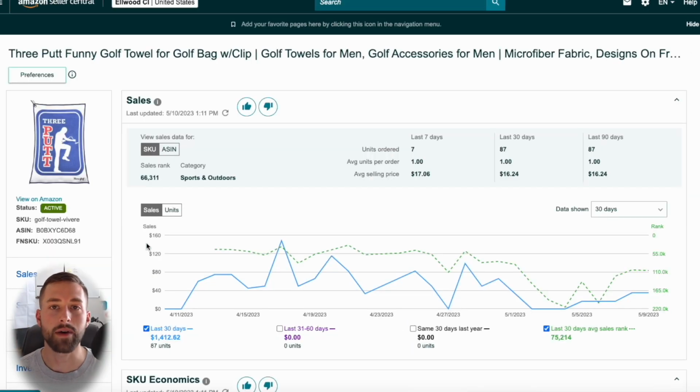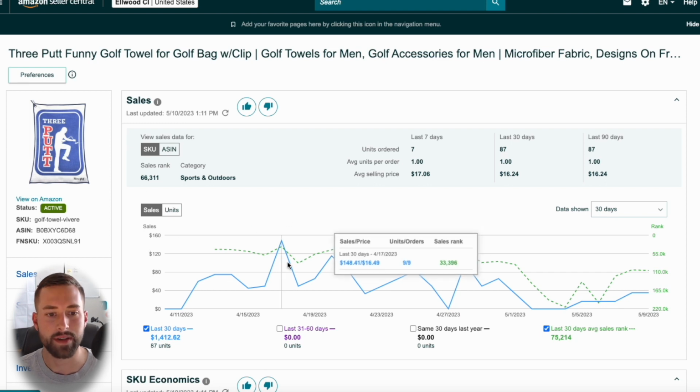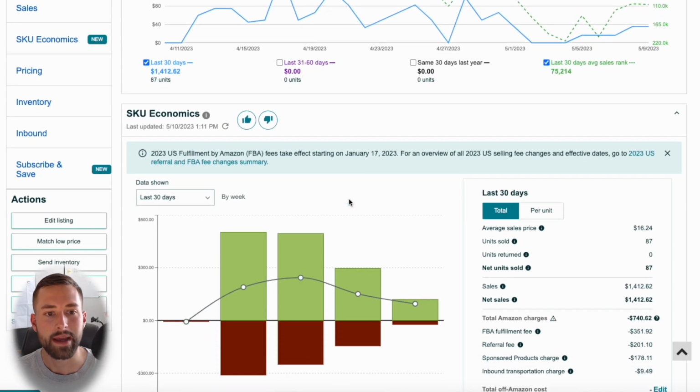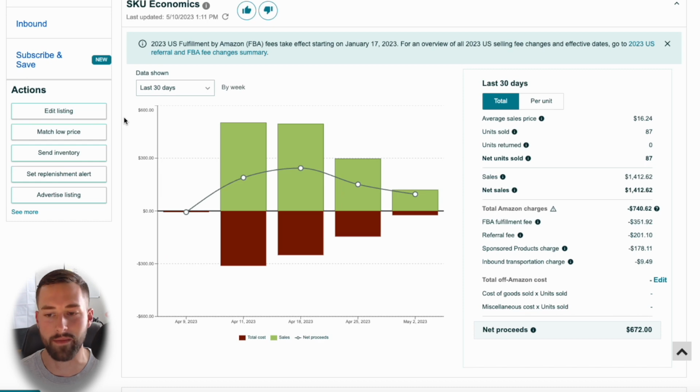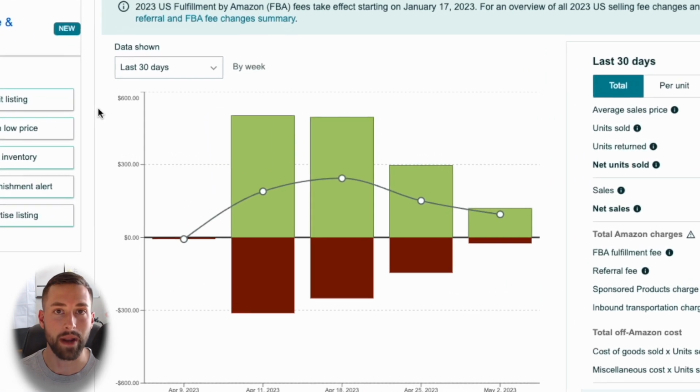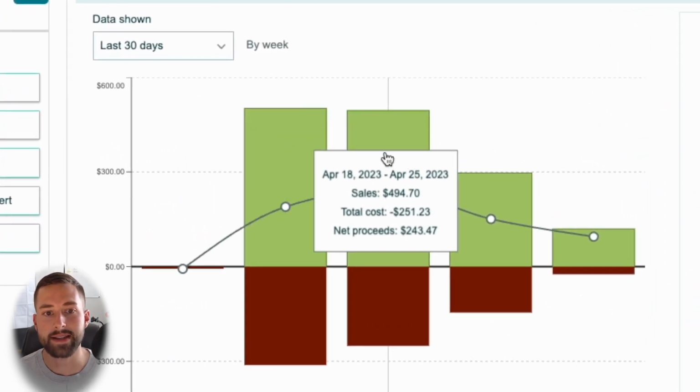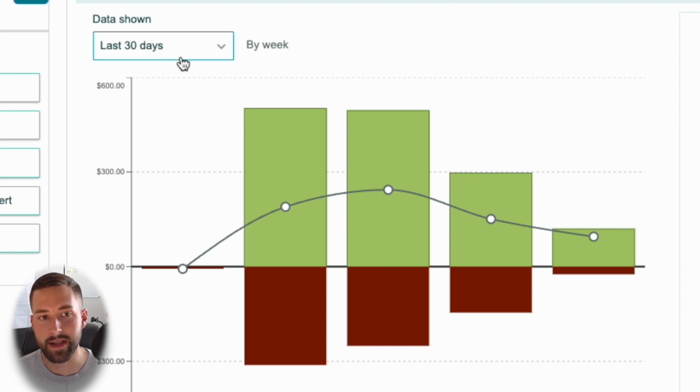This is fairly new as of 2023, and I think there's one part of this that's really going to help us a lot, and that is the SKU Economics. So this chart right here, this is just our general sales and our sales rank over time. You can adjust that accordingly, but if you scroll down to the SKU Economics, this is exactly what we're looking for, and this is going to tell us exactly what our net profit is. On the left-hand side here, we're showing data for the previous 30 days. You can adjust this if you want, but let's just look at the past month for this product.